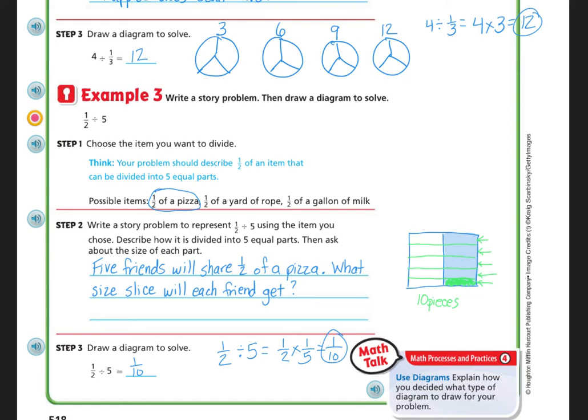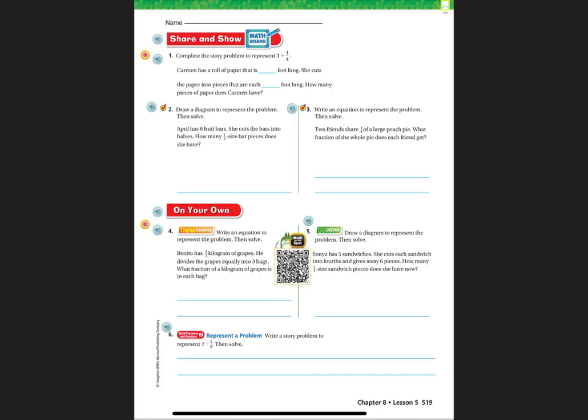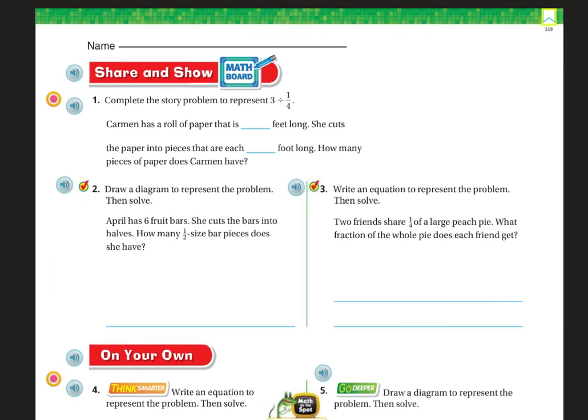Let's move on to the next page so that we can try a few more. All right. It says complete the story problem to represent 3 divided by 1/4. So Carmen has a roll of paper that is blank feet long. She cuts the paper into pieces that are each blank foot long. How many pieces of paper does Carmen have?